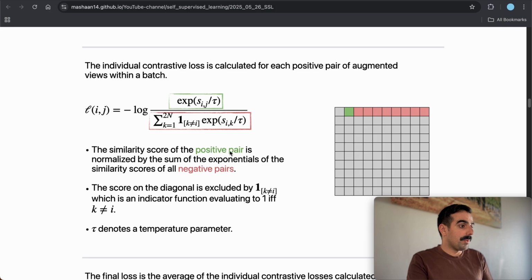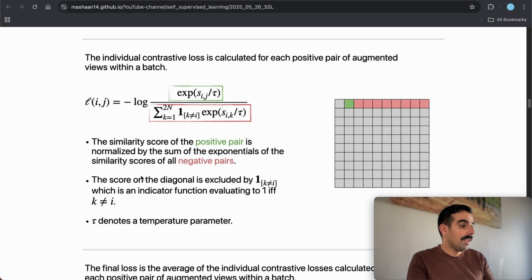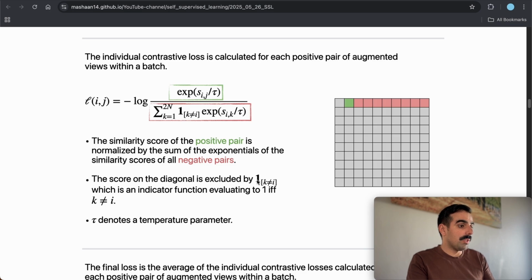So the similarity score of the positive pair is normalized by the sum of exponentials of the similarity scores of all negative pairs, and the score of the diagonal is excluded by the indicator 1 where k does not equal i. So these diagonal elements are excluded by this indicator function. So if k equals i, then this will be 0 and this whole term will be 0. So we are excluding this element in the diagonal, and this is the positive pair, and everything else is a negative pair that goes into the denominator of this loss function.